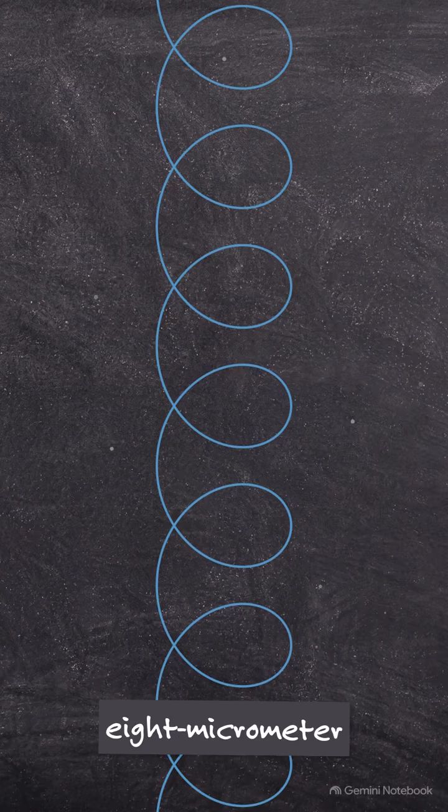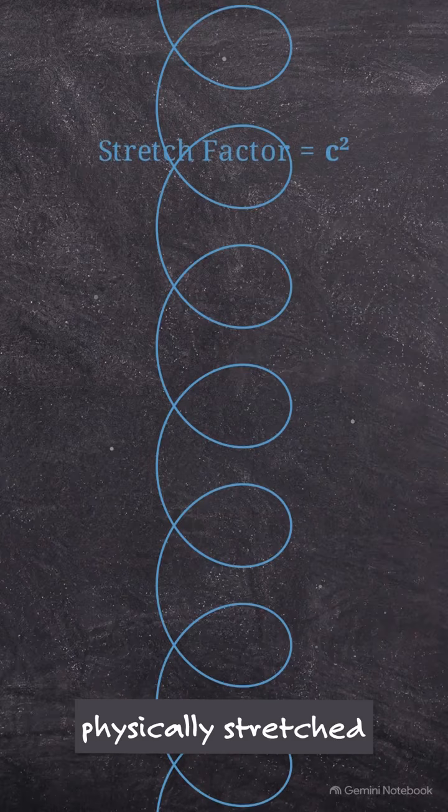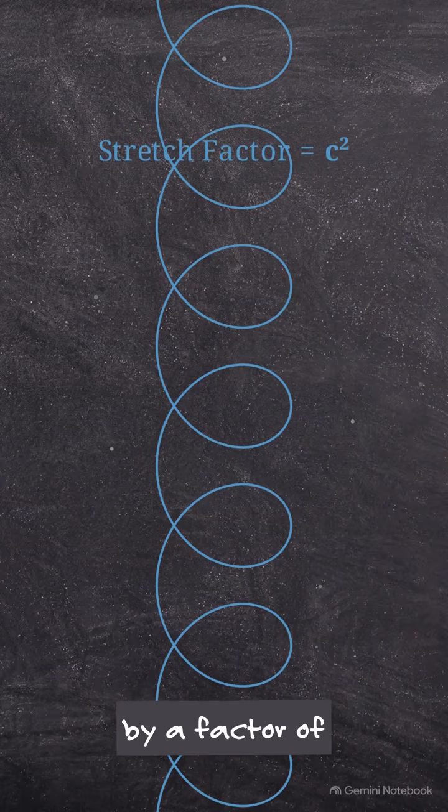And that massive 8 micrometer infrared heat wave you measure in the lab, it is entirely created by the photon's tiny spinning motion, physically stretched across space by a factor of c squared.